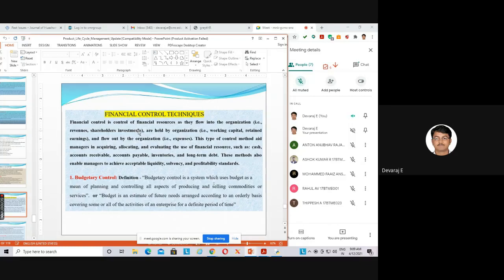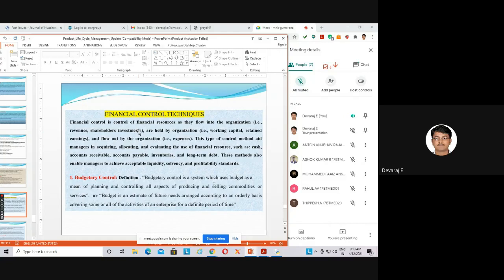As the definition tells, there is a system where we should do the budget initially only, the budget of planning. Planning and controlling all aspects of producing and selling the products. So we should know how much budget we are investing for producing the products, and if I sell this much, how much profit we should get. So this is about budget control. By doing this method, we can control the finance.